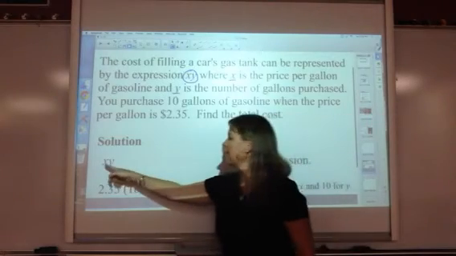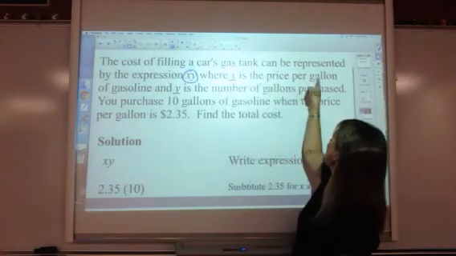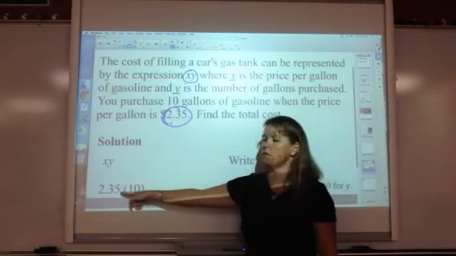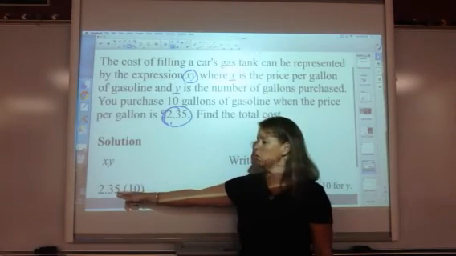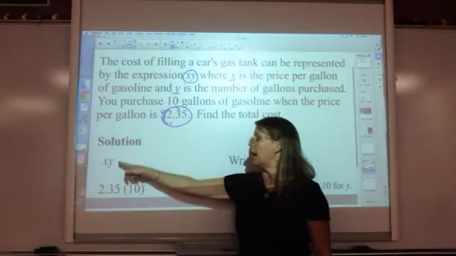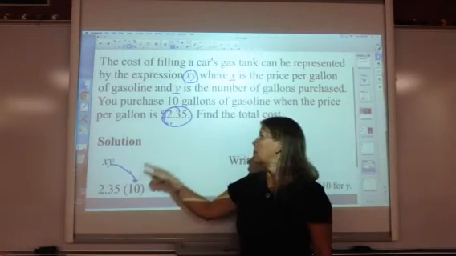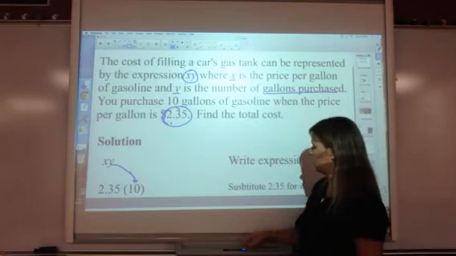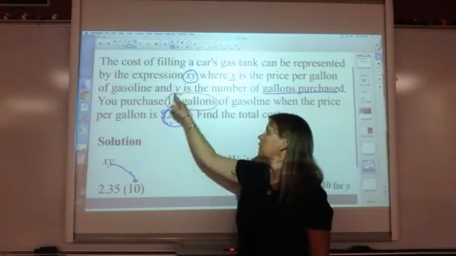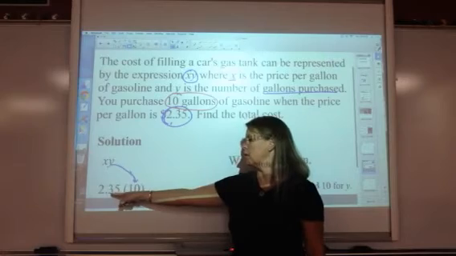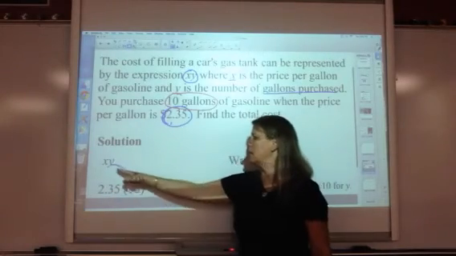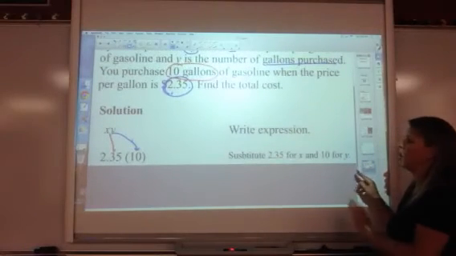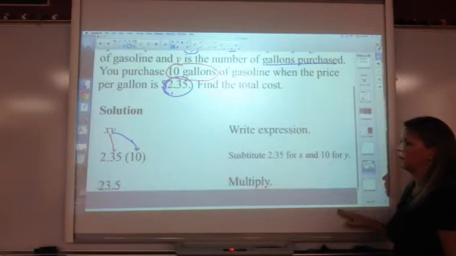We know that the X is the price per gallon. Oh, look, I found it. $2.35. I didn't put the dollar sign though. 2.35. I know that the Y is the number of gallons purchased. You purchase 10 gallons. So put 2.35 in for X, put 10 in for the Y. So that's all we're writing down so far.